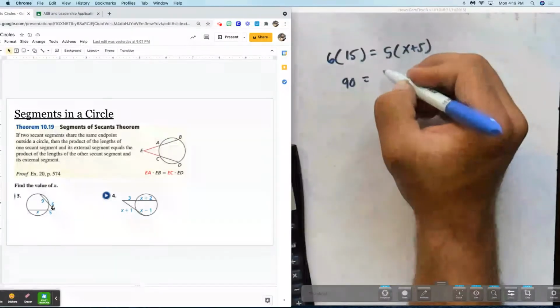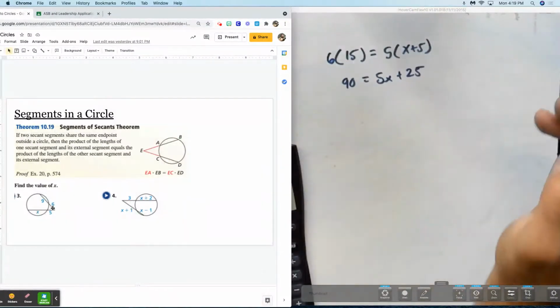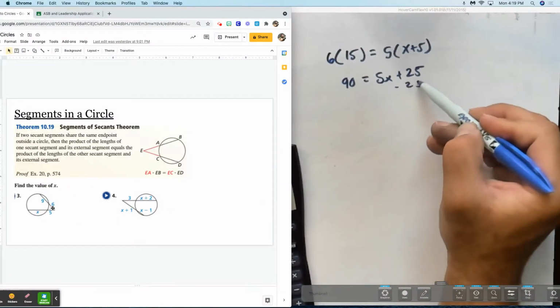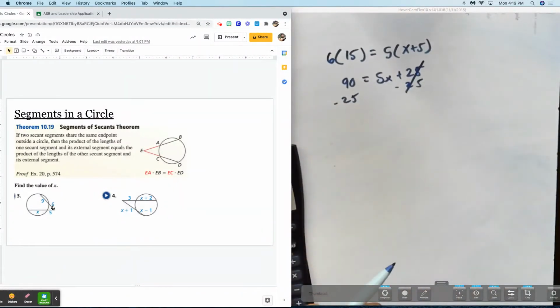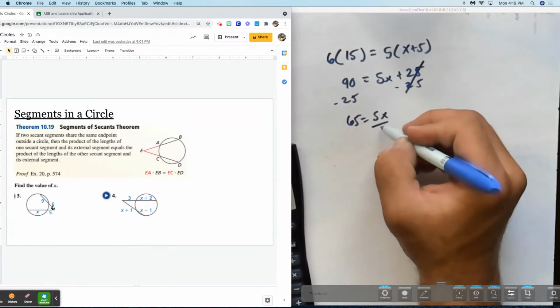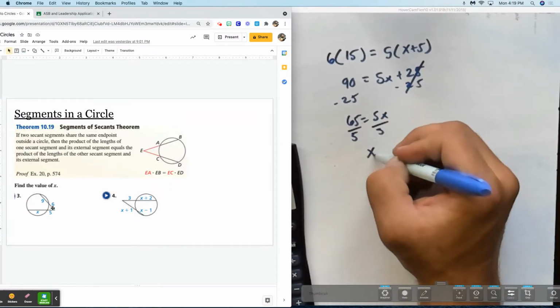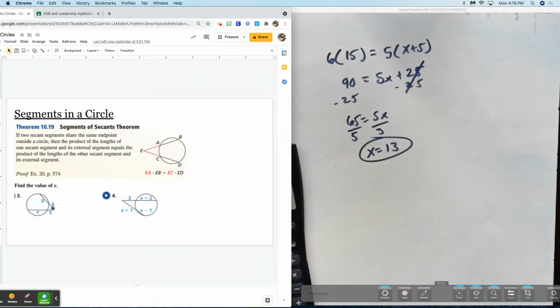So we have 90 equals 5x plus 5 times 5 is 25. Okay, so now we subtract 25, we subtract 25, that cancels, and then we get 90 minus 25, 65 equals 5x, we divide by 5, and we get that x equals 13 for this one. Okay, now let's take a look at number 4 here.